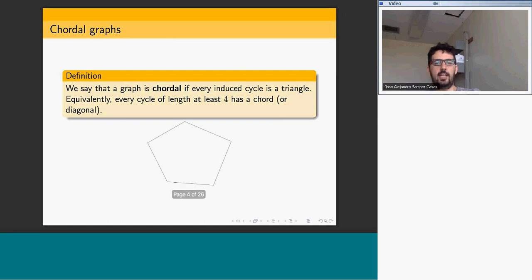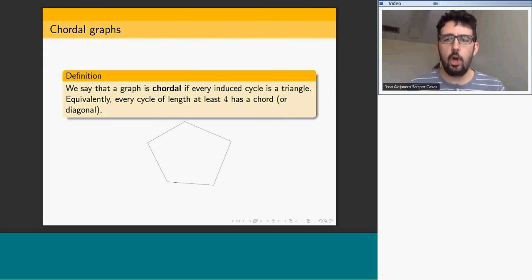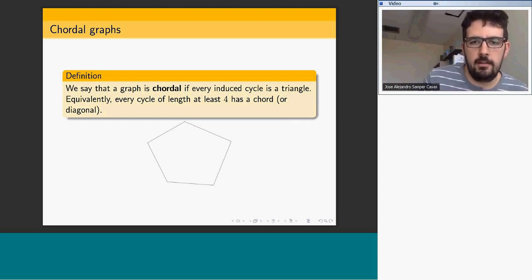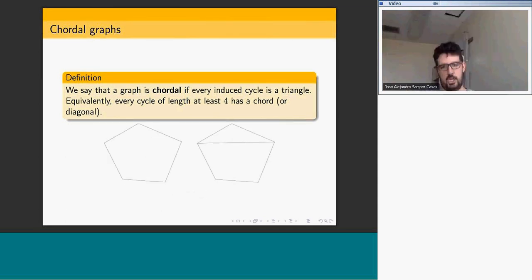So, chordality. A graph is chordal if, for every cycle of length at least 4, as in the picture below, I can find at least one chord, an edge joining two non-consecutive vertices of the cycle. So I want to think of this as an abstract object, not necessarily a geometric one.